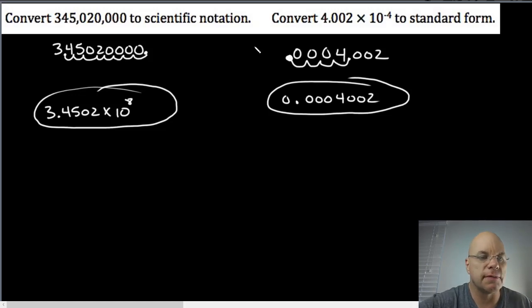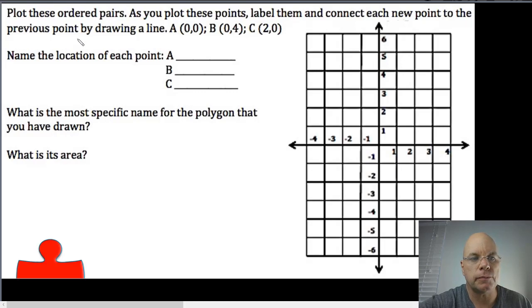Okay, problem number 7. Plot these ordered pairs. As you plot these points, label them and connect each new point to the previous point by drawing a line. So, just trying to pick the best color for this.